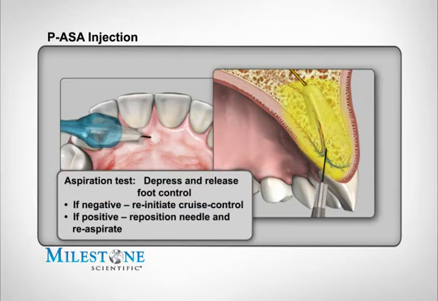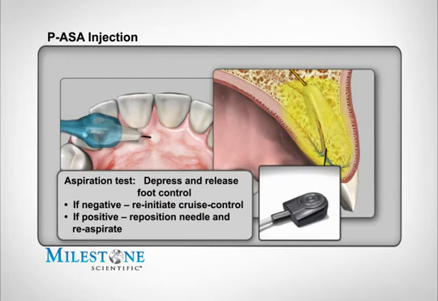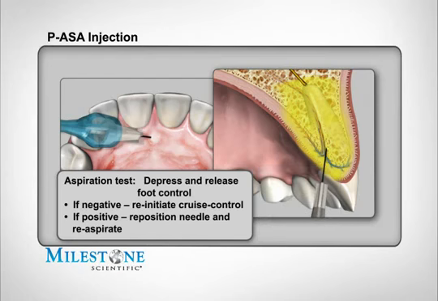Once the needle is within the nasopalatine canal and contacting the inner bony wall, perform an aspiration test. Aspiration is performed as follows. Depress and release the foot pedal and observe if any blood appears in the hub or tubing. If not, this is a negative aspiration and you may then continue the injection by reinitiating the cruise control.